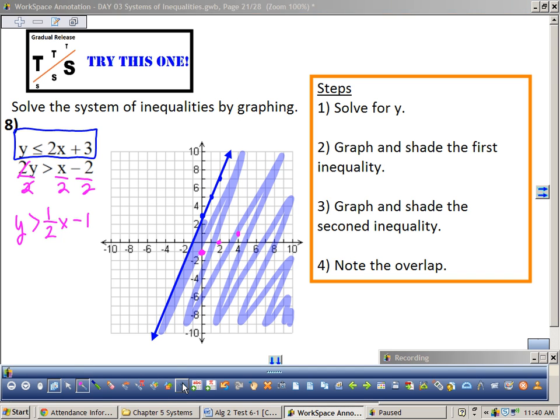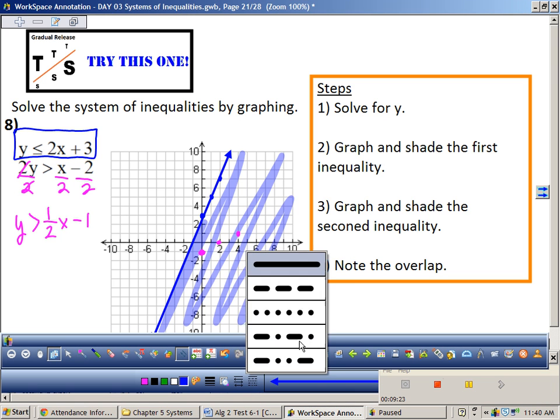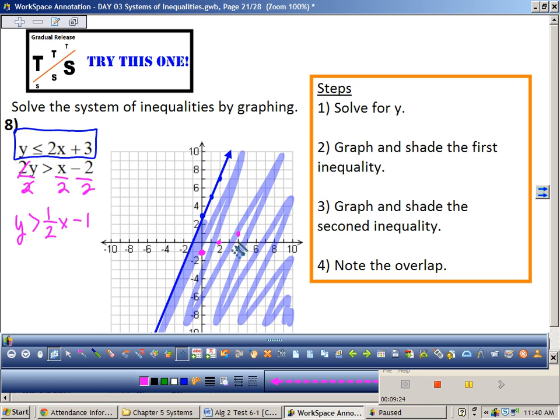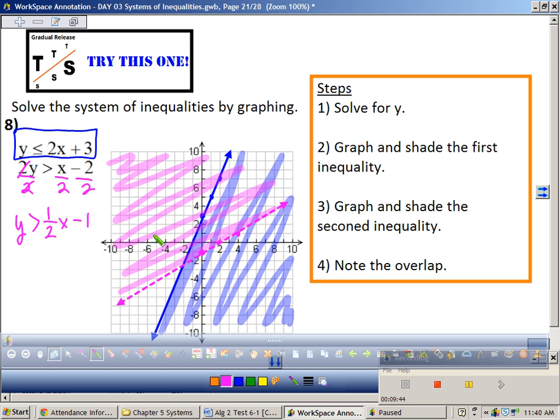Is this line going to be solid or dashed? Dashed. Don't you hate that when you don't do the dashed line, then you got to erase it? I do too. It happens to all of us. Okay. Am I going to shade above or below this line? Above. So I go above the line. And where's my overlapping?